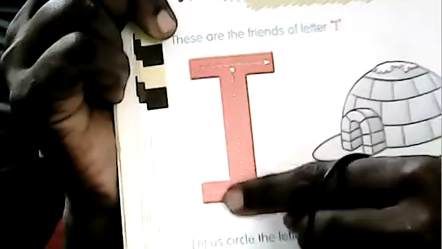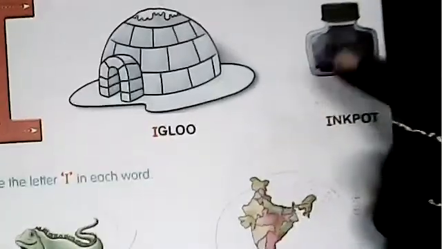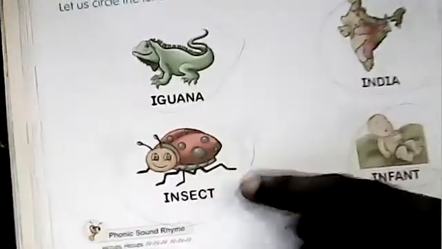Now see here, this line, sleeping line, standing line, at the bottom one sleeping line. This is letter I. I for igloo. I words: ink pot, I for iguana, I for India, I for insect, I for infant.